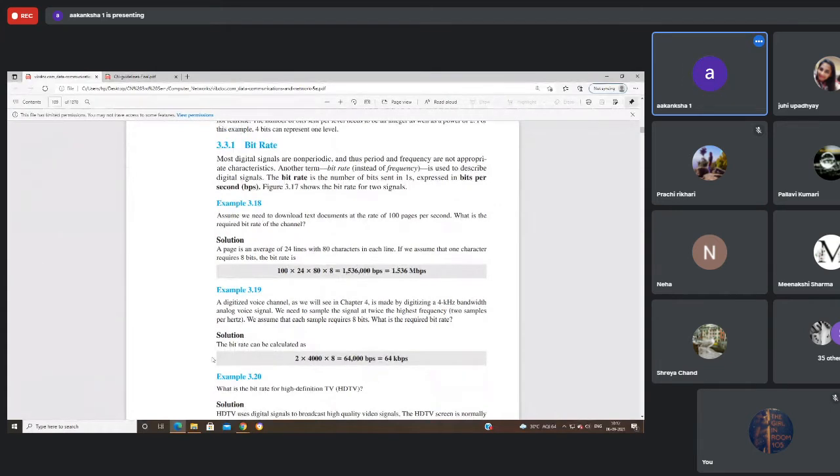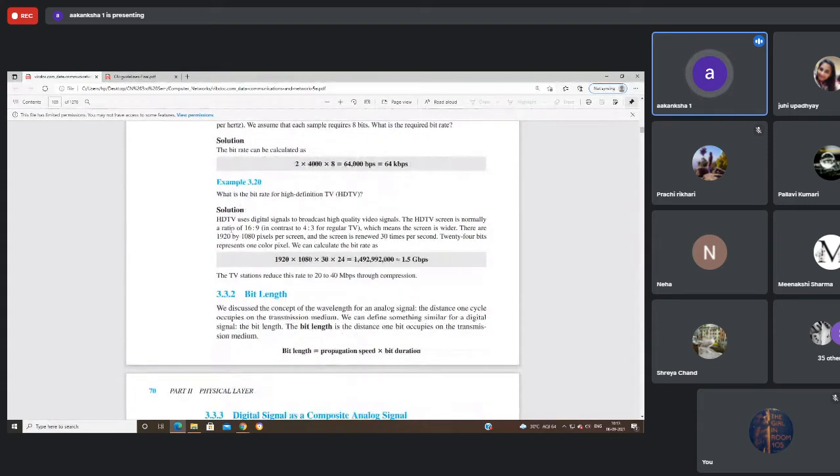Similarly, for voice channels, as we discussed yesterday, for digitized voice we need 4 kilohertz of bandwidth for analog voice signals, like when I'm transmitting my voice. For any audio message or voice channel, we need 4 kilohertz of bandwidth, and we require twice the highest frequency. 2 samples per hertz are required, and each sample contains 8 bits. So 2 times 4000 multiplied by 8, that is 64 kbps of bit rate required.